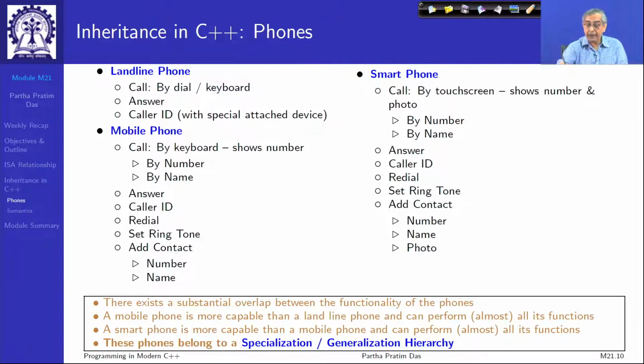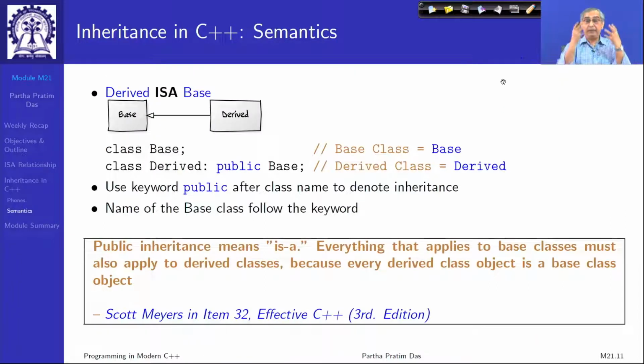So, looking at the real world, you will have to extract these kinds of generalization, specialization of concepts between different classes. So, in a generic form, I say that my generic requirement, or the situation, is that derived is a base, right. The derived could be anything. It could be manager is an employee, it could be rose is a flower, it could be mobile phone is a landline phone, whatever.